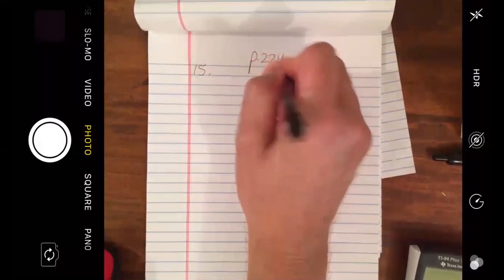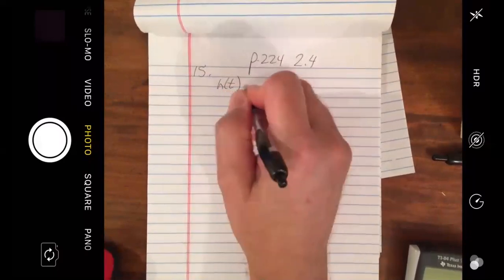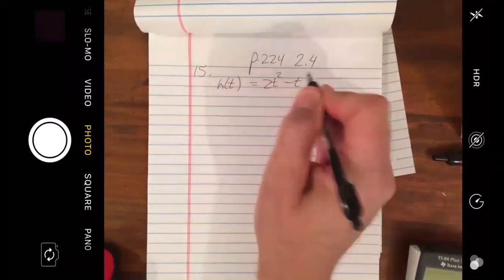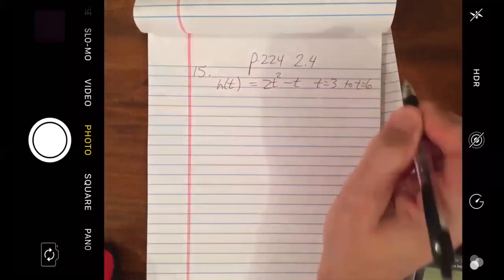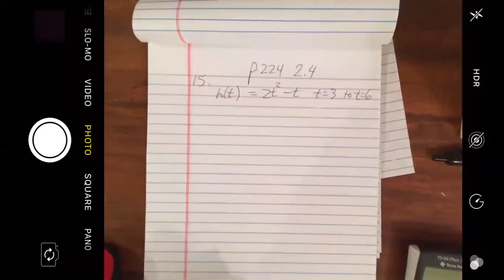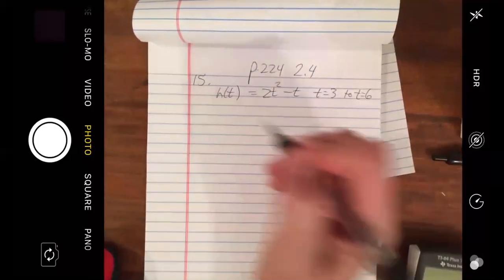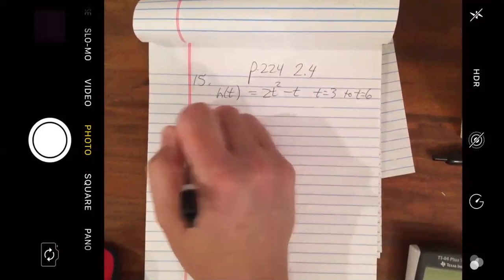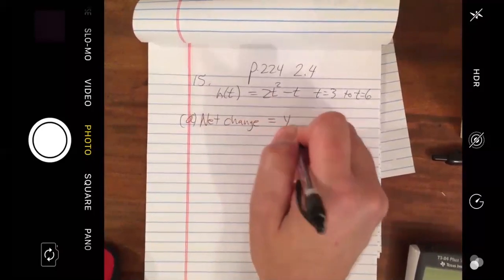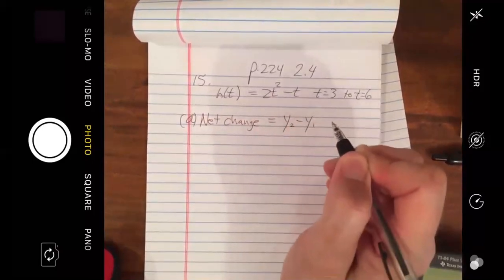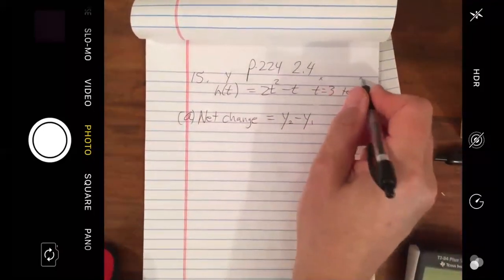Page 224, 2.4. H of t, 2t squared minus t, t equals 3 equals 6. Don't really need the graph. Net change, part A asks for net change, which is basically y2 minus y1. The t's here are like your x's.